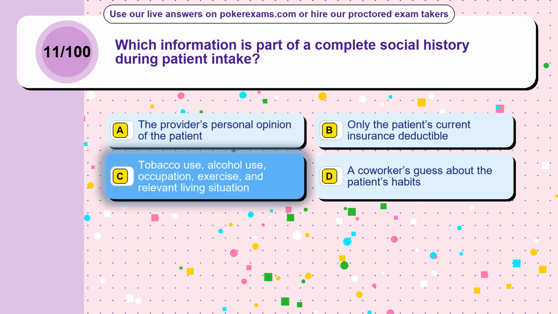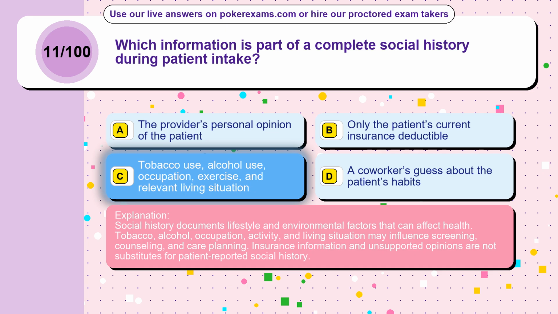The correct answer is option C, tobacco use, alcohol use, occupation, exercise, and relevant living situation. Social history documents lifestyle and environmental factors that can affect health. Tobacco, alcohol, occupation, activity, and living situation may influence screening, counseling, and care planning. Insurance information and unsupported opinions are not substitutes for patient-reported social history.